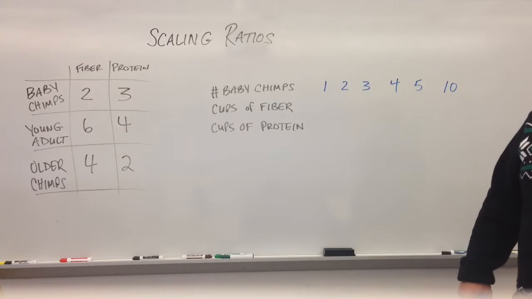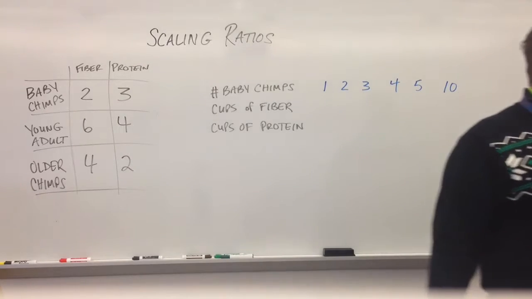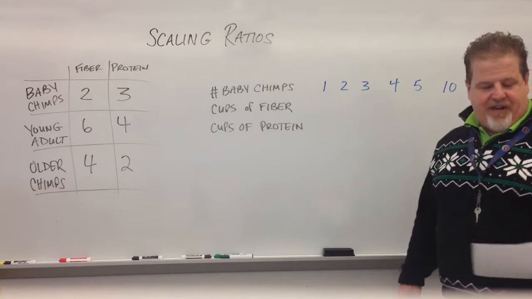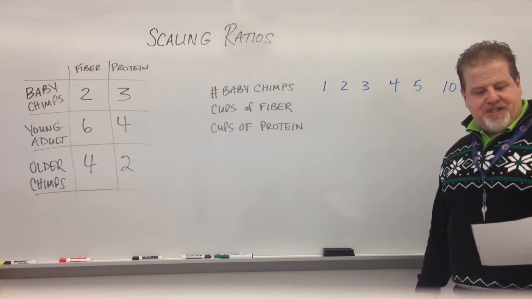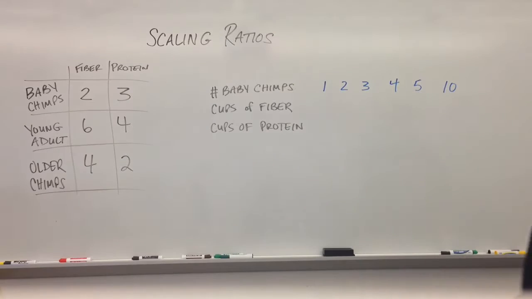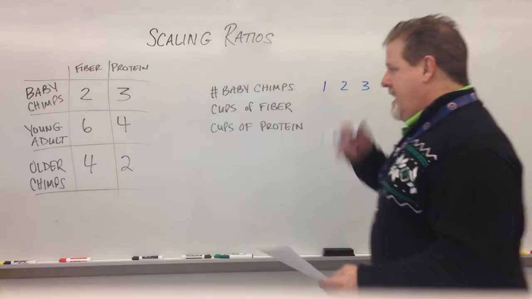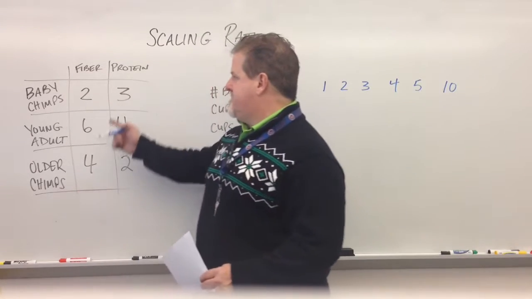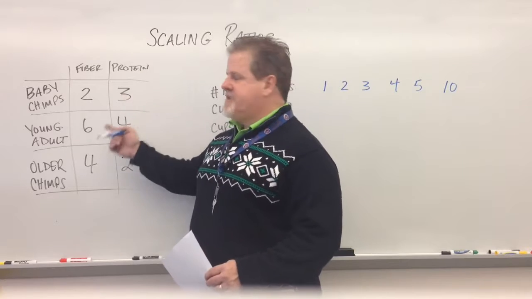All right, so we're continuing to talk about scaling ratios within our ratios of proportional reasoning unit. Here we go. This is a problem we were looking at last Friday where we've got three different types of chimps. We got baby chimps, young adult chimps, and older chimps. The person who puts together their food, their mixture for babies, young adults, and older chimps, is broken down in these two ratios.